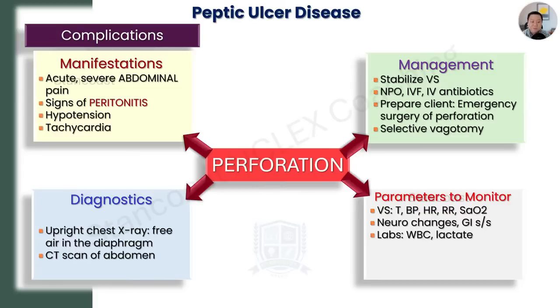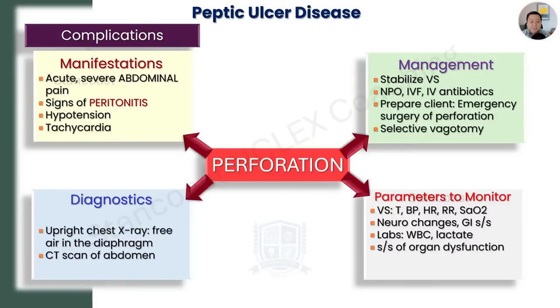We also have to look into the patient's laboratory results, such as the white blood cells and the lactate. Take note that there could be elevation of the white blood cells due to the infection, and the lactate levels can also increase to greater than 2 millimoles per liter, which suggests that there is hypoperfusion of the body tissues.